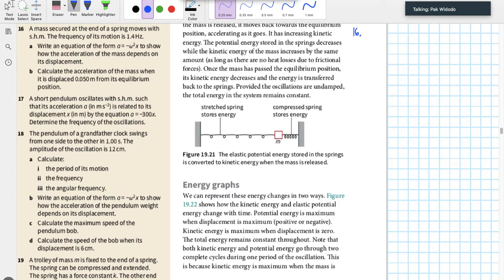A mass secured at the end of a spring moves with S.H.M. The frequency of the motion is 1.4 hertz. Write an equation a equals minus omega square x to show how the acceleration of the mass depends on the displacement.